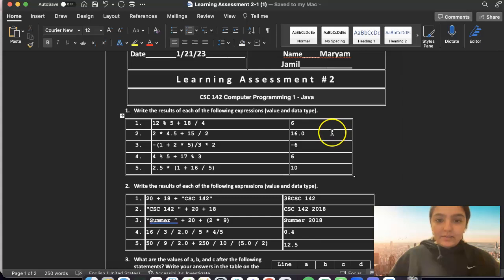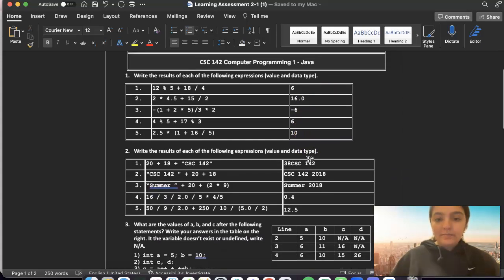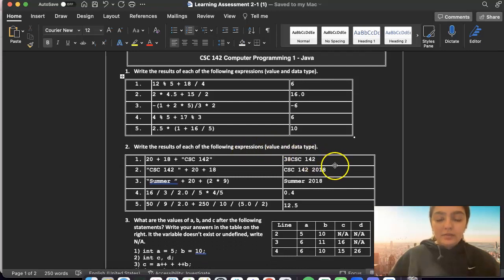Number 1, I got 6, 2, 16, 3, -6, 4, 6, 5, 10. The results of the following expressions.